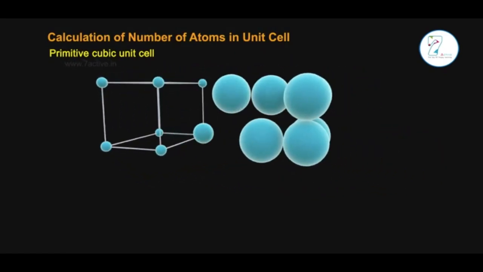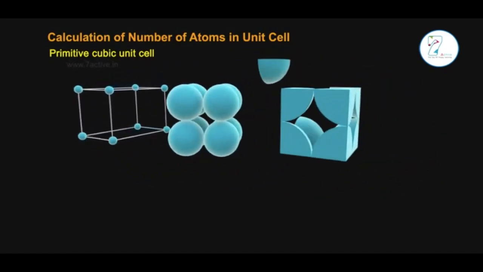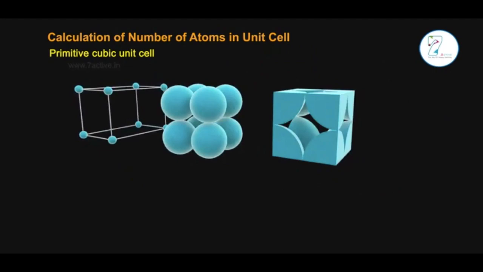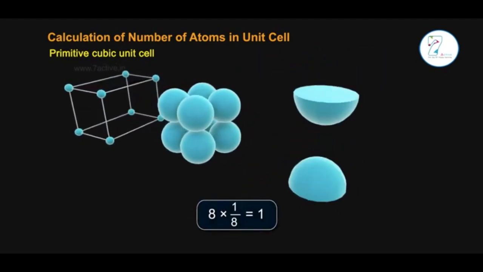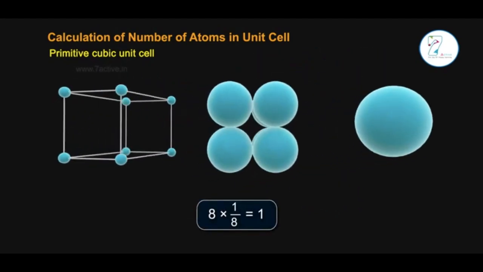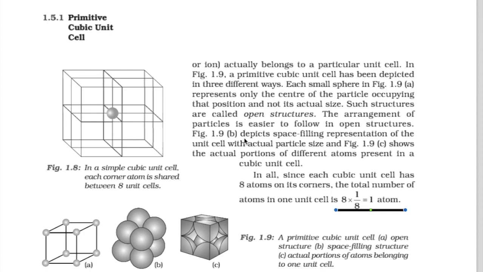Calculation of the number of atoms in a primitive cubic unit cell. As we know, in a primitive cubic unit cell, particles are present at the corners and the contribution of each particle will be 1 by 8. Therefore, 8 multiplied by 1 by 8. So, it is clear that the number of atoms present in a primitive cubic unit cell is 1 atom.